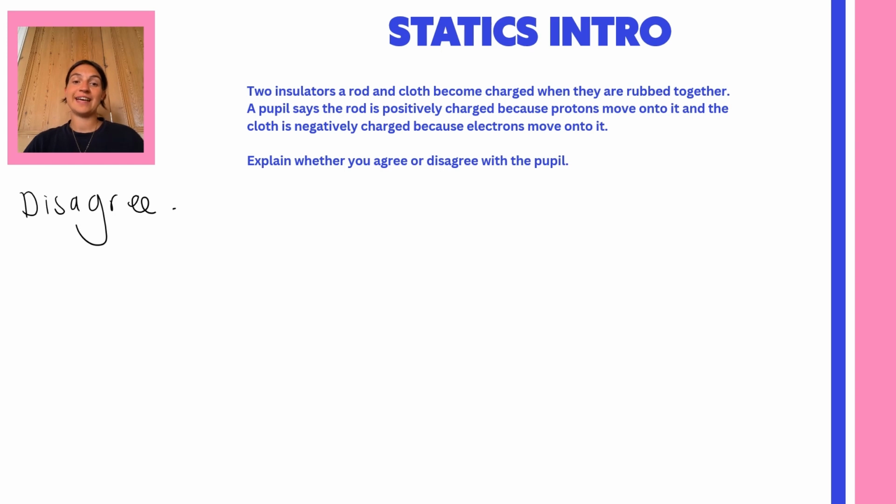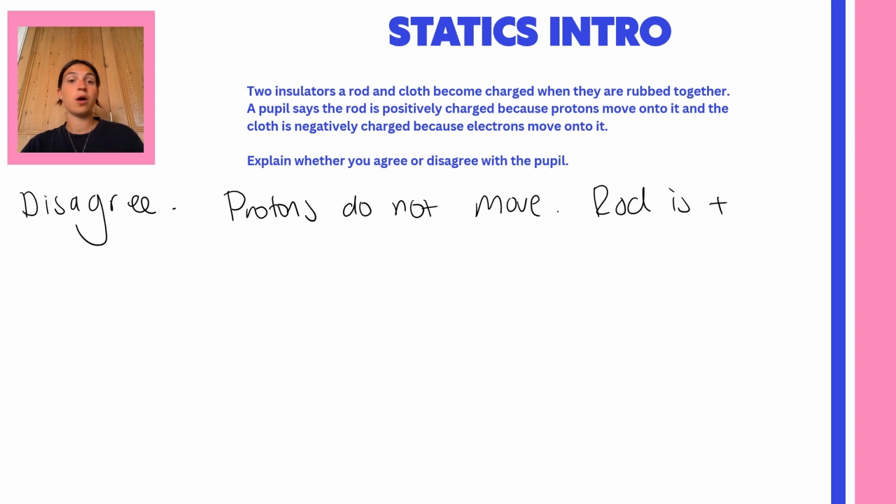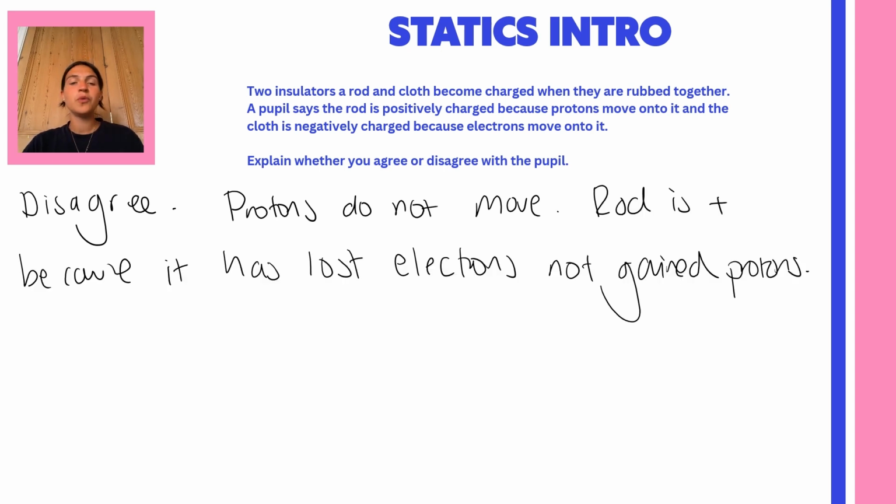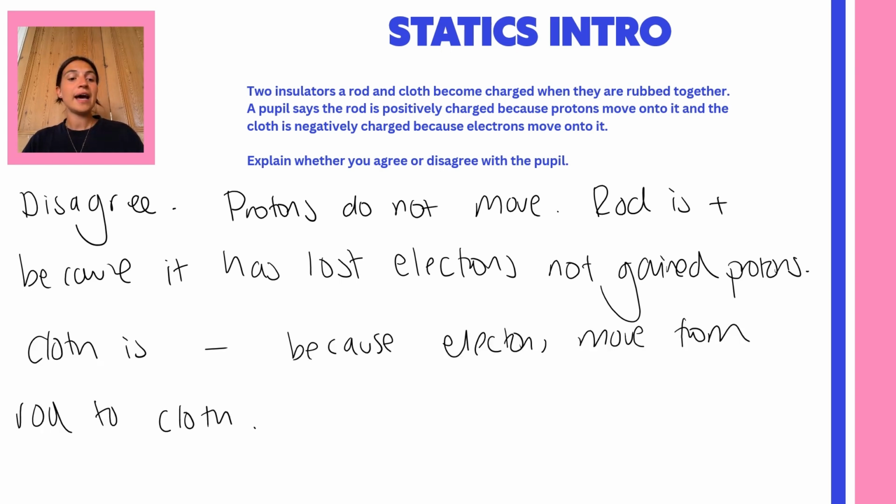Okay, well, firstly, disagree. And the reason is this mention of the protons. Your protons do not move. So whenever you're talking about something becoming positively charged, like the rod, you have to say it's because it must have lost electrons, not gained protons. Okay, don't mention protons throughout the whole of your electrostatics topic. So it's lost electrons, and the cloth is negatively charged because the electrons have moved from the rod onto the cloth, so the cloth has gained electrons and become negatively charged.